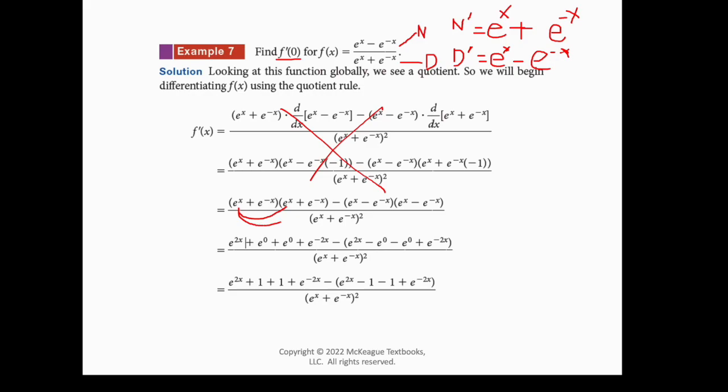Then I'm going to take e to the x times e to the -x. Because my bases are the same and I'm multiplying, I add my exponents. So I get x plus a -x, so that gives me e to the 0. And then the same thing happens when I multiply this. That gives me e to the 0. And then when I multiply this times this, that gives me an e to the -2x because I have a -x plus a -x.